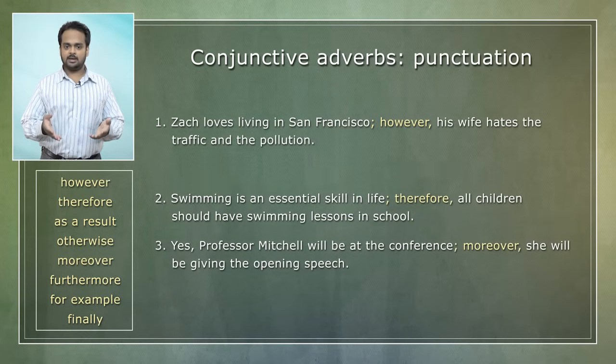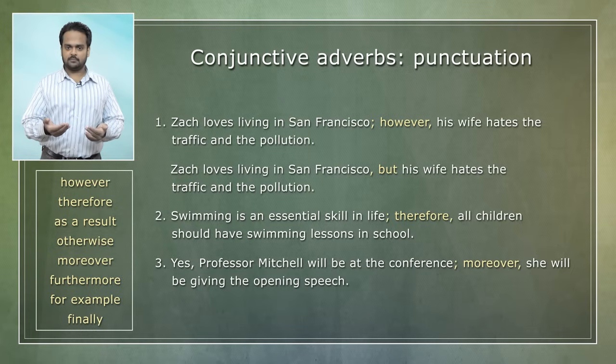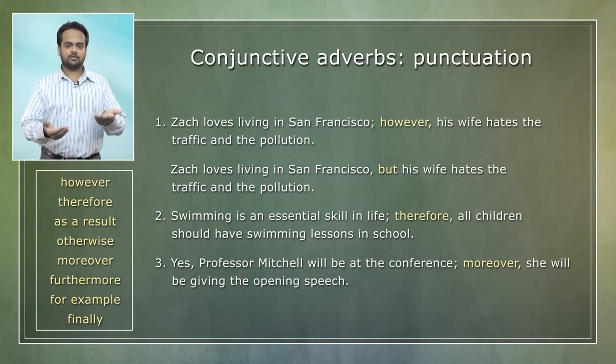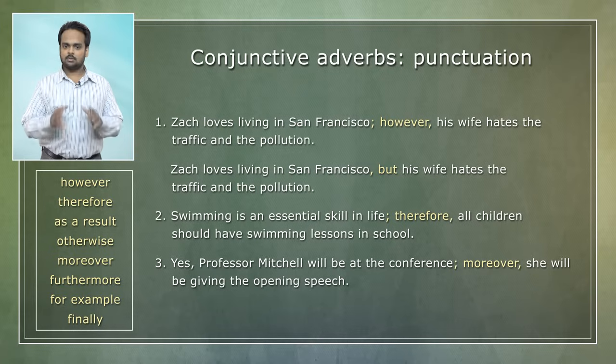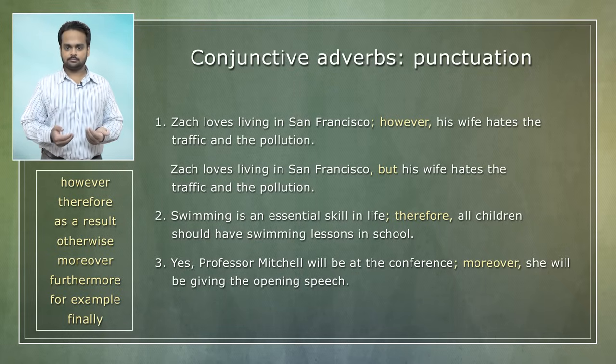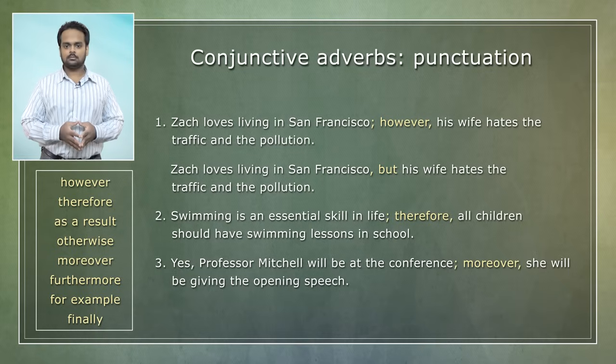You can actually say, Zach loves living in San Francisco, but his wife hates the traffic and the pollution. The meaning is the same. The difference is that however is more formal and the punctuation rules are different. Can you see the difference? With but, we only use a single comma before it.